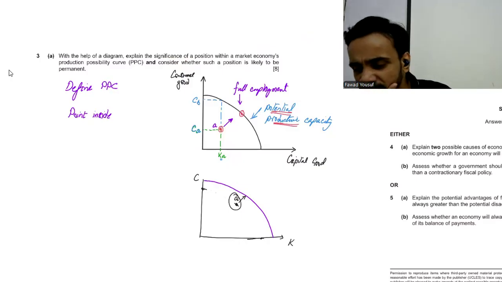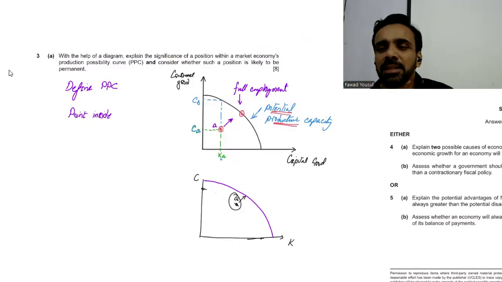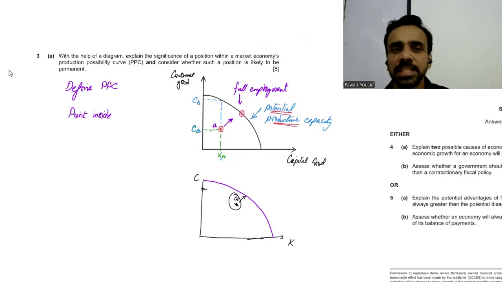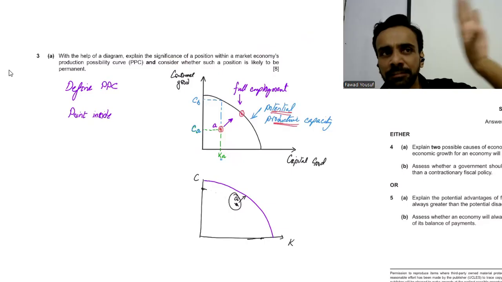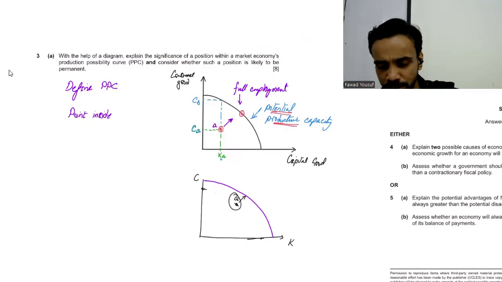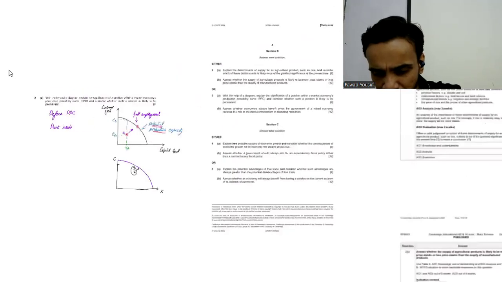But I feel in the marking scheme, they probably might not have discussed the more in and the more out, but rather they would have just taken the significance of a point inside. So the whole idea of unemployment and inefficiency and spare capacity, I think that is what they'll take into consideration. But let's have a look at the marking scheme once.